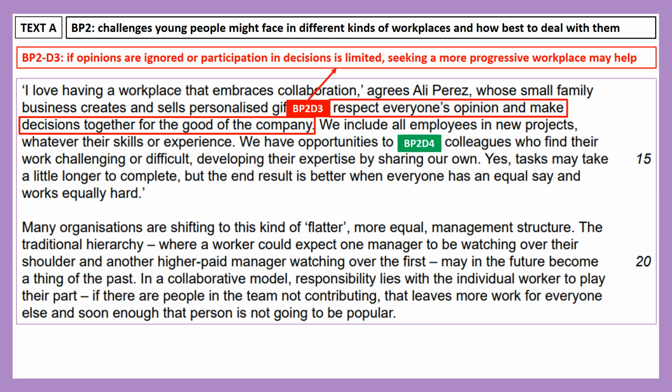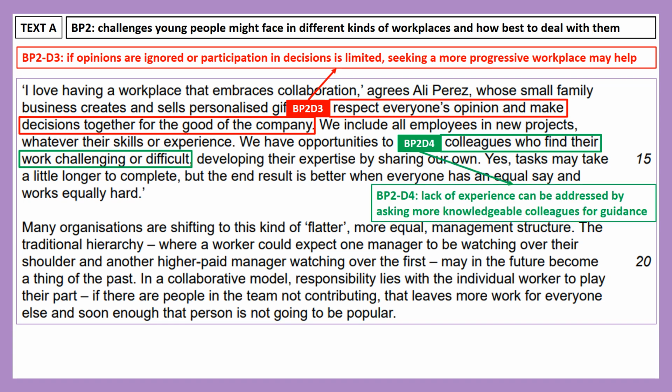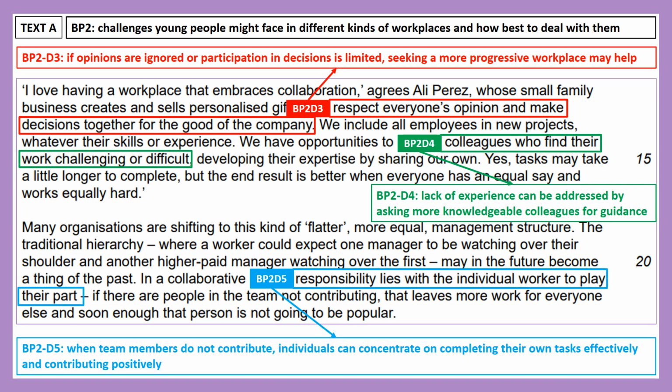Detail 4 from lines 14 and 15 can be developed as: lack of experience can be addressed by asking more knowledgeable colleagues for detail. Detail 5 from lines 21 and 22 can be developed as: when team members do not contribute, individuals should concentrate on completing their own task effectively and contributing positively.